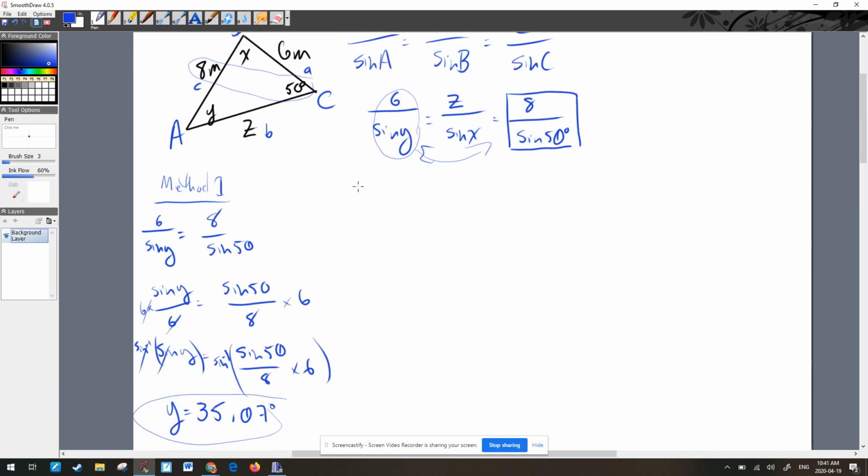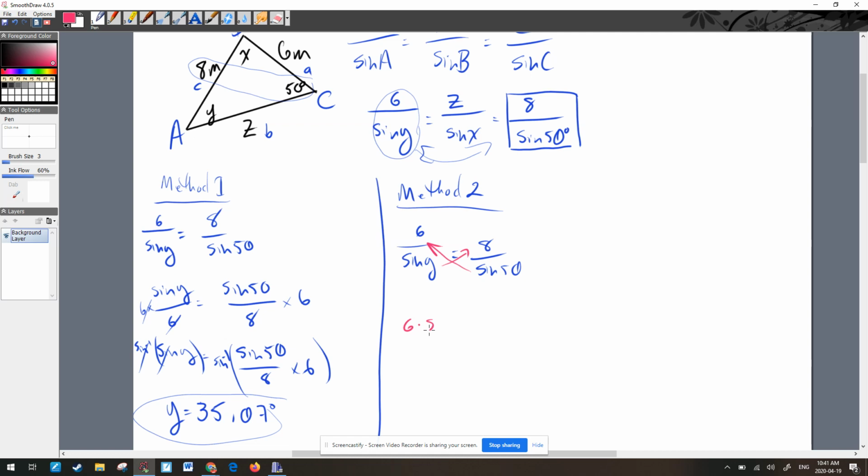So the second choice starts out the exact same way, and it's nearly the same, just subtly different. So method 2, I'm going to rewrite these again. We're going to have 6 over the sine of y is equal to 8 over the sine of 50. Now, instead of flipping it and then clearing everything out, what we can do right off the bat, I'm going to grab a different color pen here, is cross multiply. So I'm going to multiply the sine y up that direction and the sine 50 up that direction. So we're going to have 6 times the sine of 50 is equal to 8 times the sine of y.